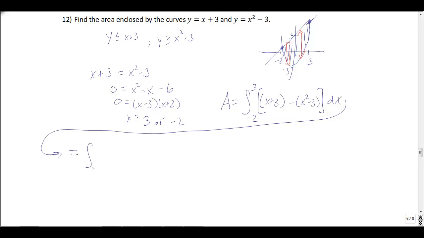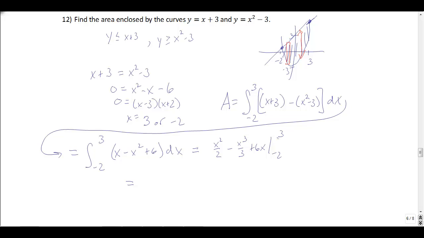evaluate this. So I get an integral from negative 2 to 3. Let's say I give an x, then it'll be a minus x squared. 3 minus negative 3 is plus 6 dx. Now that's essentially what we had up here, but everything's negative. That makes sense when you think about it. And then I do an antiderivative. I get x squared over 2 minus x cubed over 3 plus 6x from negative 2 to 3.